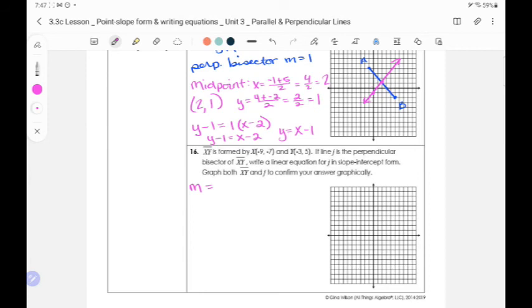Part of me really wants to just stop the video, but I know with only one example and so many steps, it might be a little bit harder. So pause and try it one step at a time. We're going to find the slope first.